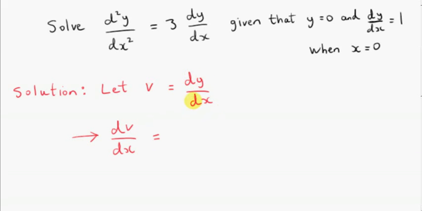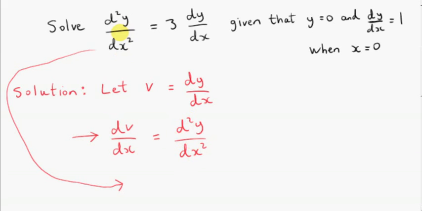Okay, so we now differentiate the right hand side with respect to x. We could write it down like this, the derivative of dy dx with respect to x, but of course we know that that's d2y dx2. So we now rewrite our differential equation where v is the dependent variable. The left hand side d2y dx2 is written dv dx, and the right hand side is 3 times v.